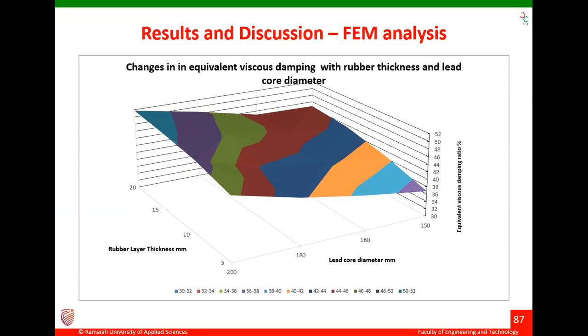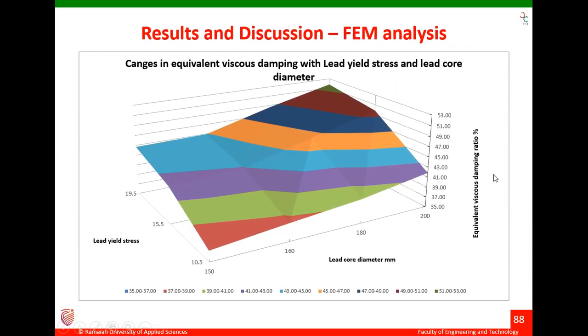That equivalent viscous damping ratio is nothing but the damping ratio that represents how much energy is dissipated by the lead rubber bearing, like how much of the input energy is lost. So for 20 mm rubber layer thickness and 200 mm lead core diameter, the viscous damping ratio will be around 50 to 52. This one shows equivalent damping ratio with the yield stress and lead core diameter.